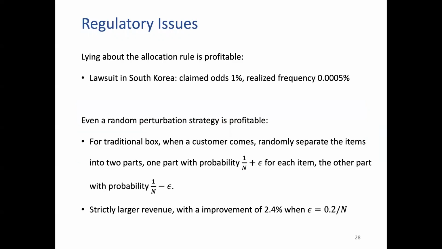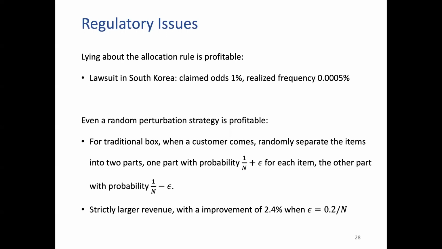And finally, I would like to discuss a little bit about the regulatory issues. So it's actually not hard to imagine that lying about the allocation rule will be profitable. For example, there's a lawsuit in South Korea saying that the claimed odds of an item is 1%, but the real drop frequency is 0.0005%. So in this case, if the customer trusts the seller, he will purchase much more and gives much more money to the seller.